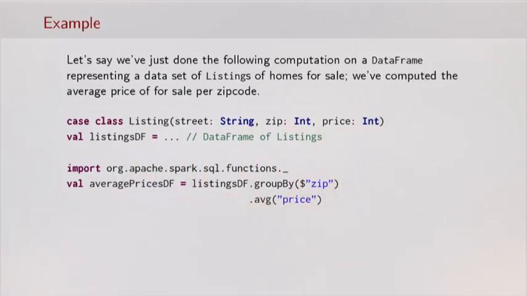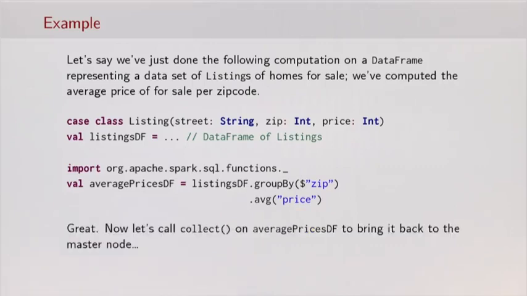What we've done with this data is we've calculated the average price of house for sale per zip code. So we've gone through all of these listings, and for each zip code we've calculated the average price of the homes for sale in that zip code, okay? So that's what the program looks like here. So all we do is we take our listings data frame, we say group by the zip code, so now we have everything collected in groups per zip code, and then finally for each group we call the average function, and we pass to it the name of the price column because we want to calculate the average of that column. So that's the computation that we've done.